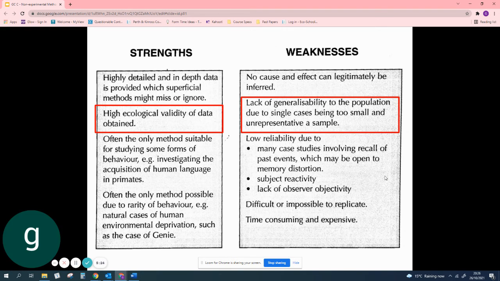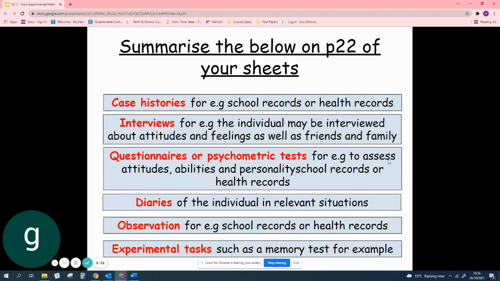The important things for strengths are high ecological validity, and for weaknesses, a lack of generalisability and the fact that it's time consuming and expensive. So on page 22 of your sheets, this is what I want you to stop the video and copy: case histories, interviews, questionnaires and psychometrics, diaries, observations, and the experimental tasks. And you can obviously add the extra information in.